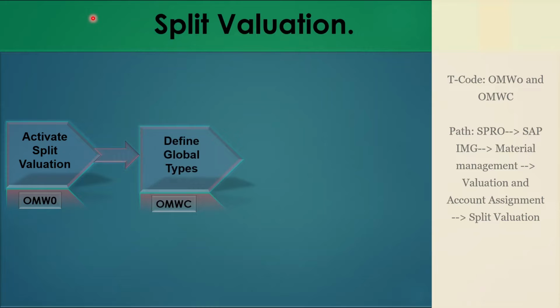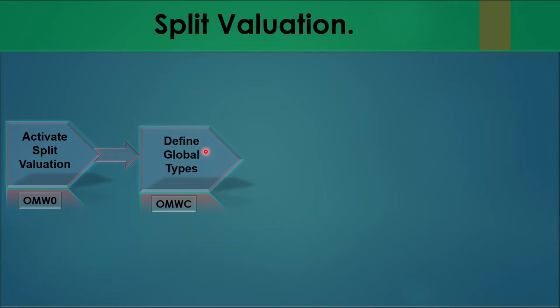Then the second step is define global type. Before defining a global type, we must be clear about which type of split valuation we require. Let's say I'm buying a product from two different vendors or two different companies, or it might be internal or external procurement, like that. For today's example, I will go with two vendors or two suppliers for the same material, maybe a domestic vendor and an international vendor. So I will define a global type.